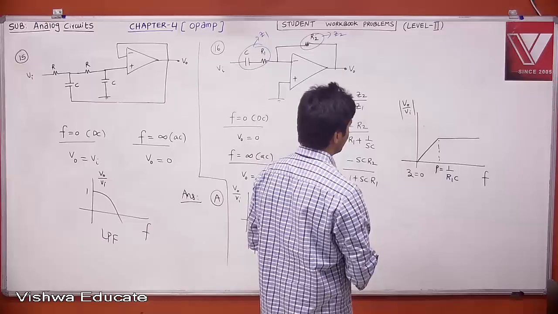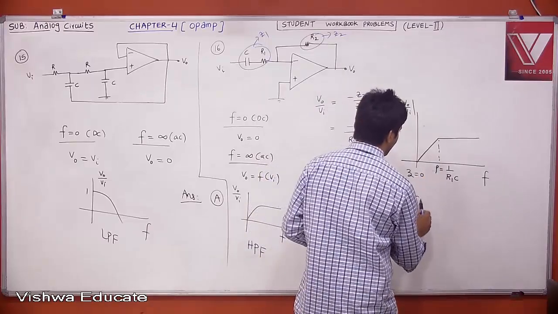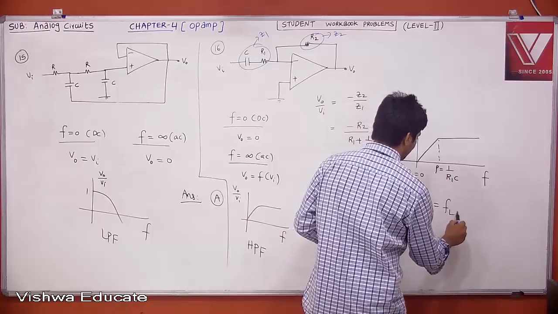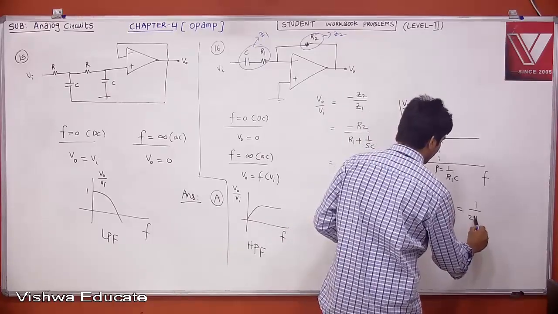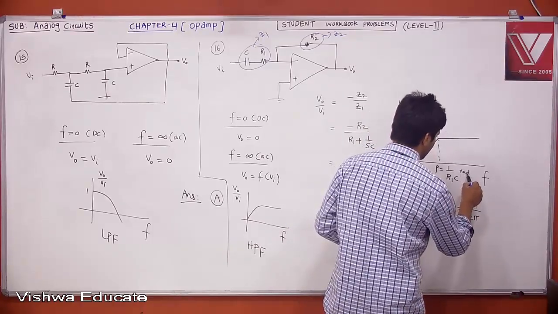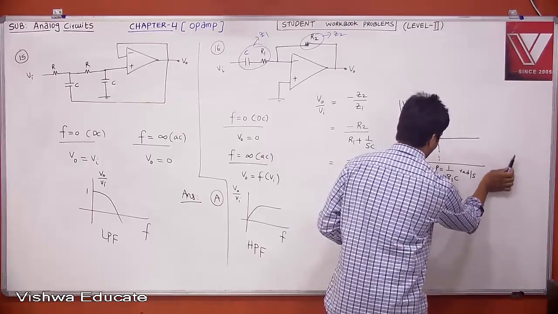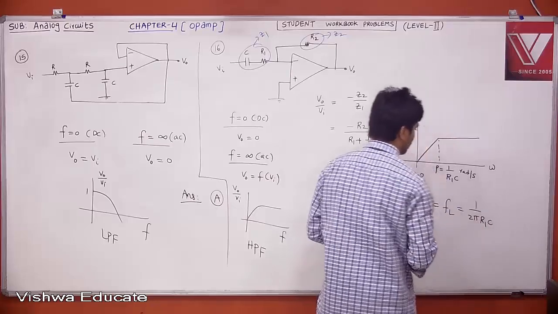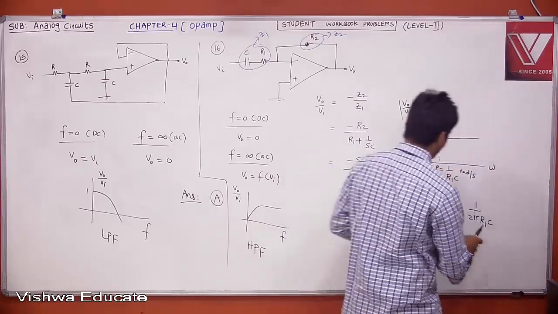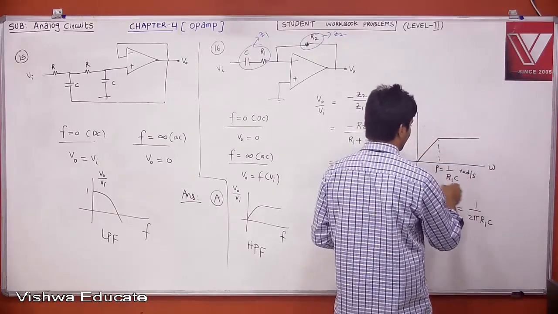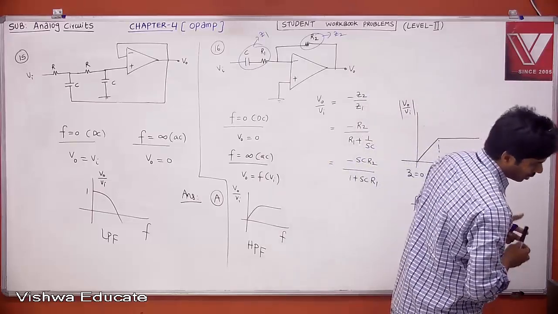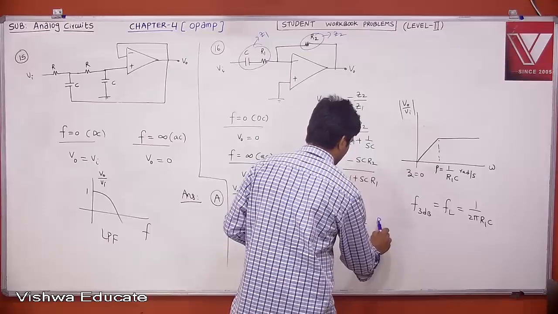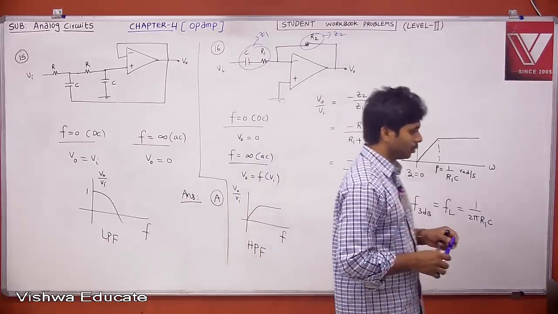Therefore, what is your pole frequency? This is nothing but your lower cutoff frequency or F3 dB frequency. F3 dB or your lower cutoff frequency is equal to 1 by 2 pi, this is radians per second. But we want frequency. If you want frequency, it is 1 by 2 pi R1 into C, hertz. But what are the options? Options are radians per second, right? Fine. Therefore, the answer is 1 by R1 into C. What is the answer? Answer is B. Using Bode plot.